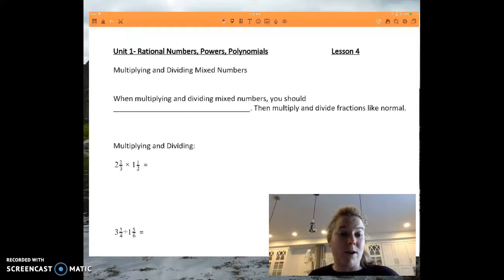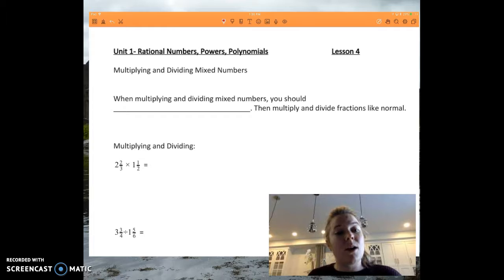Welcome to Lesson 4, Multiplying and Dividing Mixed Numbers. This is the last of the sets of operations we're going to do right now for fractions. We will come back to doing exponents and other operations with fractions a little bit later on in the unit.